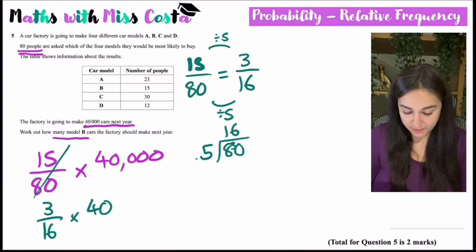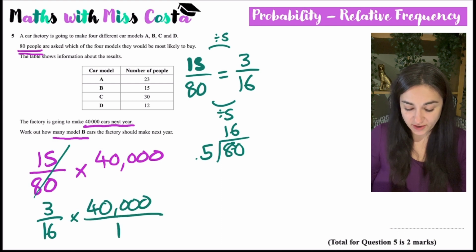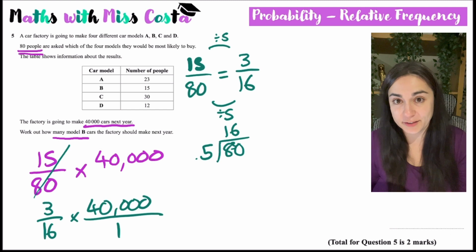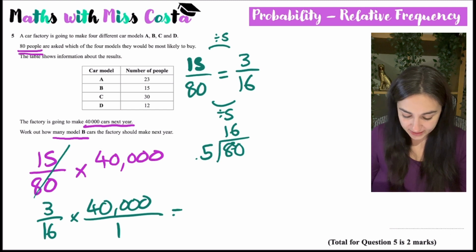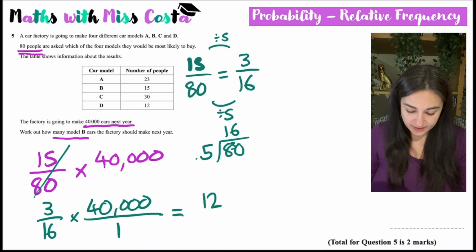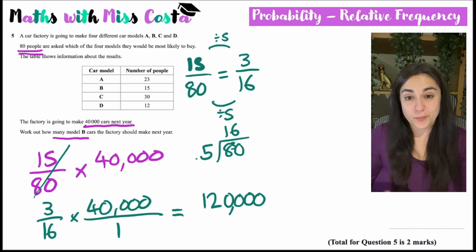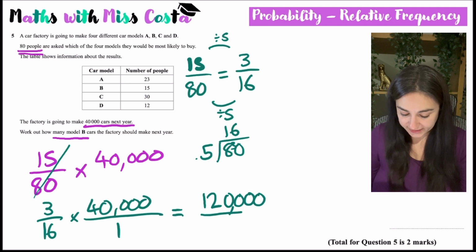And I need to multiply it by 40,000. What can I do? Turn it into a fraction, because to write anything as a fraction, you just write it over 1. And then you multiply the numerators. So 3 times 4 is 12. And then you add on your zeros, just to be sure. So 3 times 40,000 is 120,000. And 16 times 1 is 16.